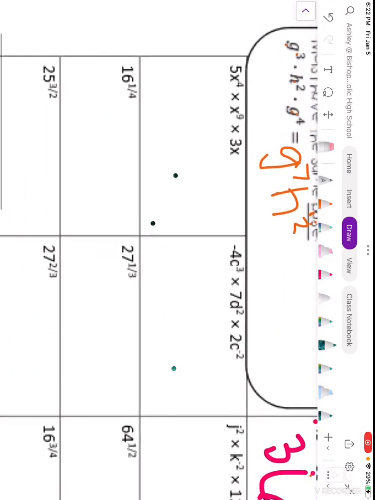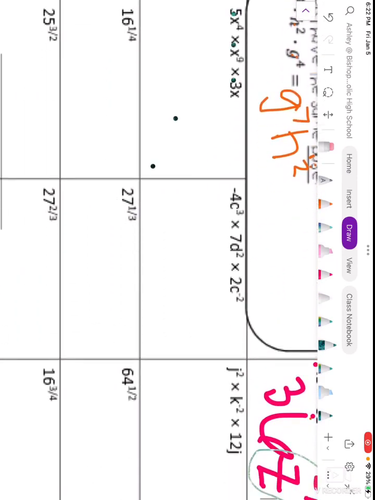Here we can multiply. 5 times 1 times 3, that's 15. And then add our x's. 4 plus 9 is 13, plus 1 more, 14.